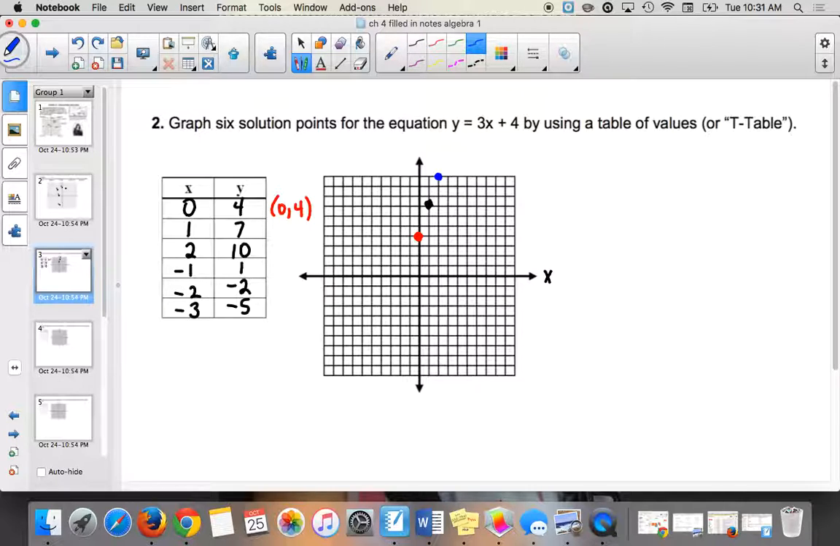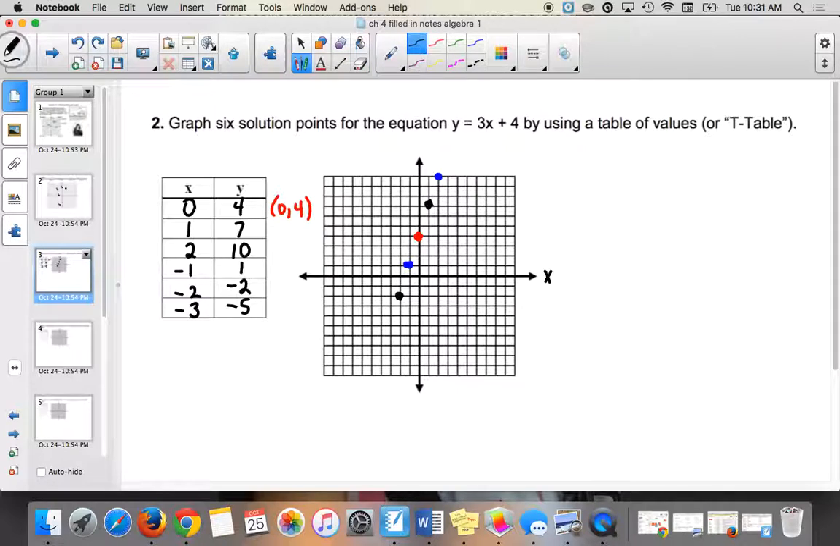But if I have negative x, I'm going to go backwards along the x-axis. So I'm going to go back 1 and then up a positive 1. So it's going to be right there. And notice how all of these are kind of forming a line. All right, so I'm going to have negative 2. So go back 2 and then down 2. So it's negative 2, negative 2.